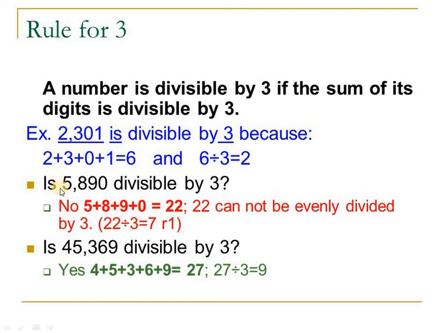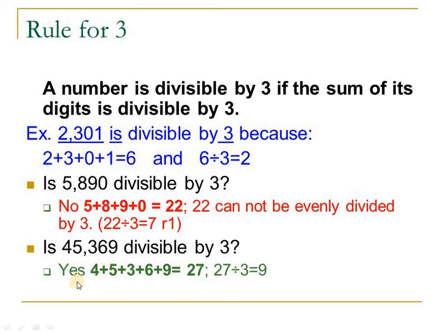Okay, now we are going to see the next number, that is 5890. Divisible by 3? No. The reason is, if we add 5 plus 8, we get 13. Now 13 plus 9 will give you 22, and 22 plus 0 will give you 22. 22 is not divisible by 3. It will leave a remainder 1. That is why this number 5890 is not divisible by 3.